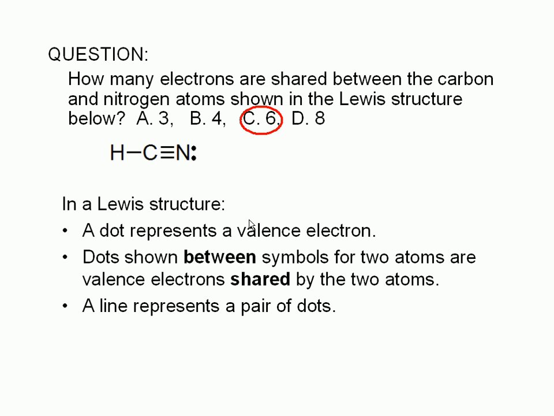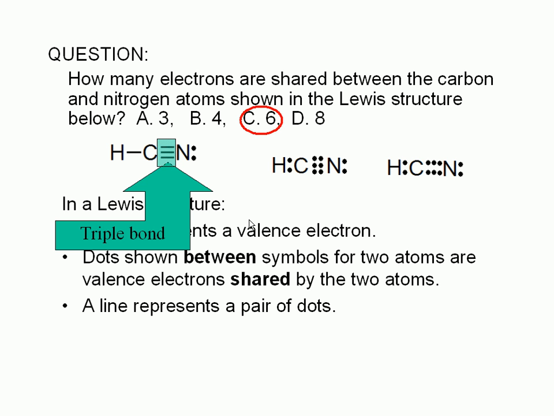Here's another way that this structure might be drawn. And here's another way. Since there are three pairs of electrons shared between carbon and nitrogen, we say that the carbon to nitrogen bond is a triple covalent bond, or simply a triple bond.